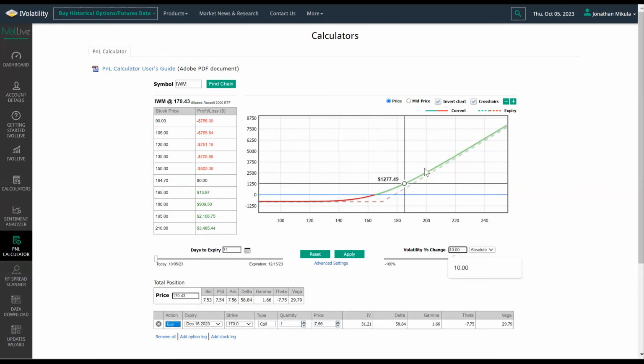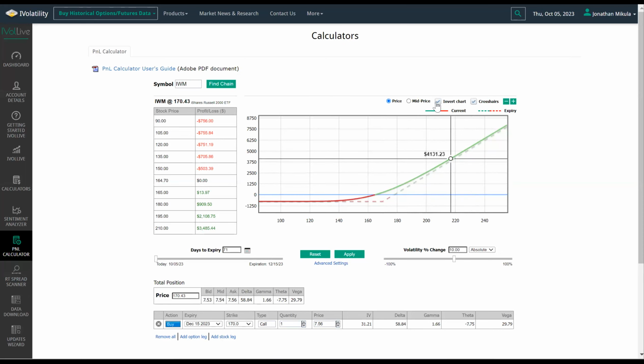So if we see an uptrend in price and we see an uptick in volatility, this particular strike will go up in value. And so if it costs 756, we could probably sell it for $8.50, $9 before expiration. And that's how we make a profit on the call option.